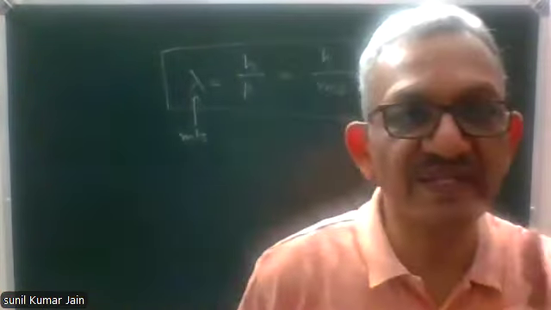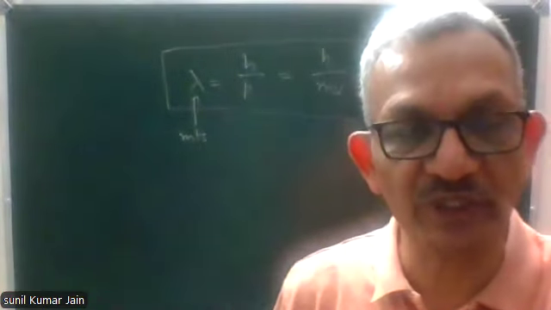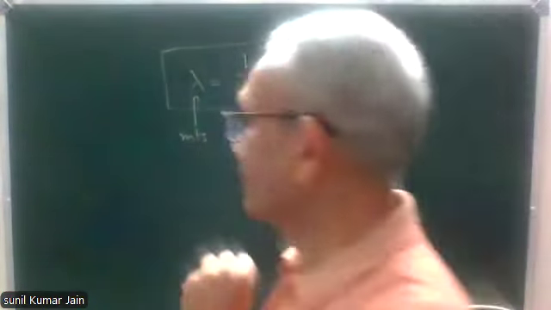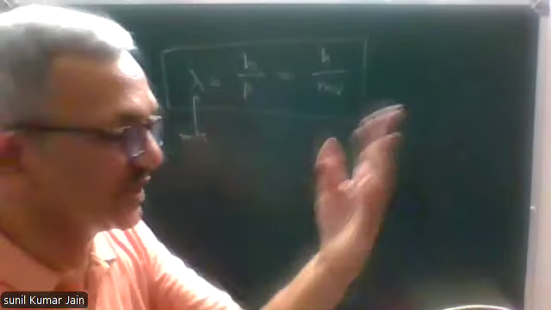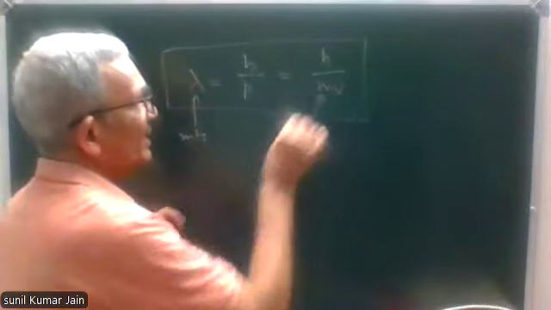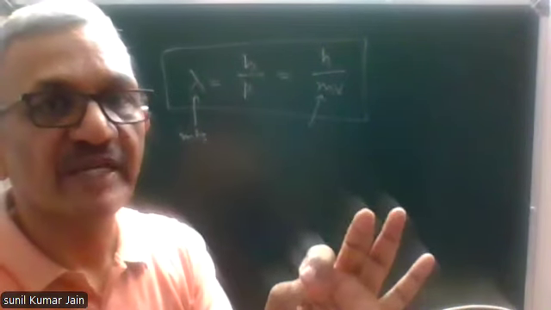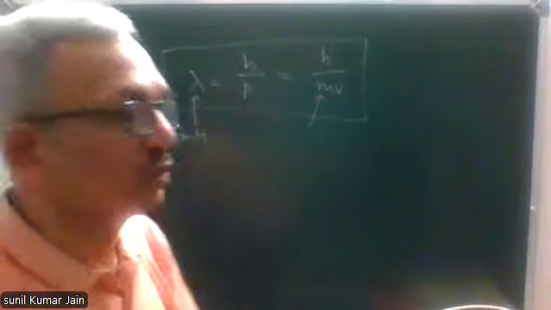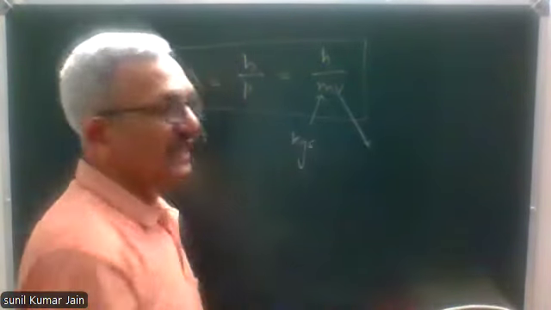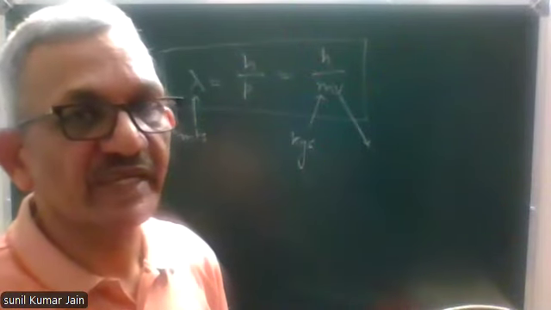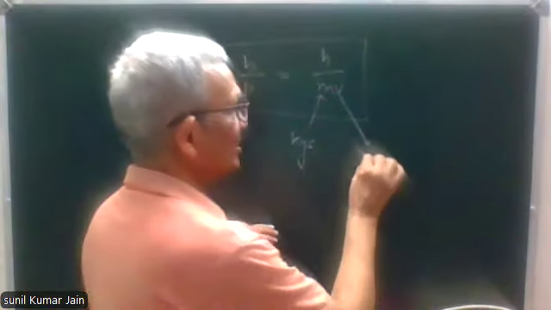Lambda is the wavelength associated with the particle in motion. This will be in meters. H, you know the value and units of H. I need not repeat that. M is the mass of the particle in motion, which will be taken in kilograms. V is the velocity of the particle in motion, and that will be in meters per second.